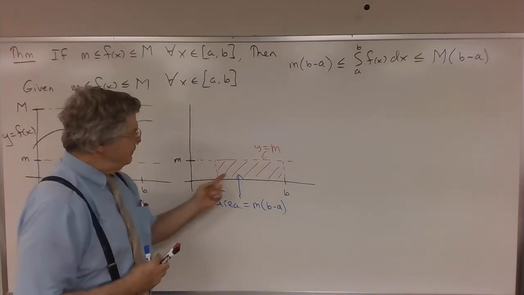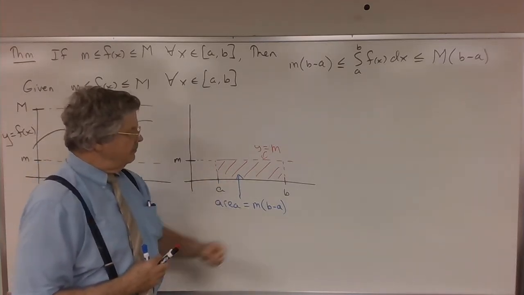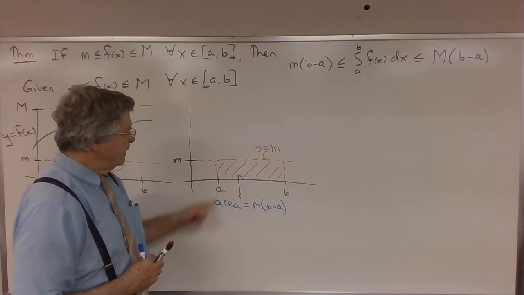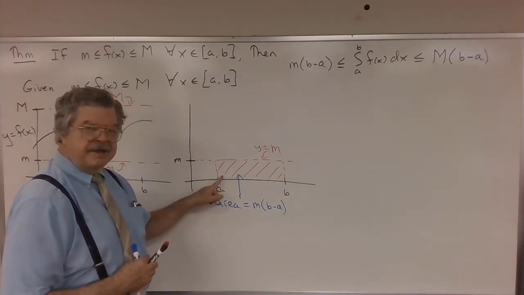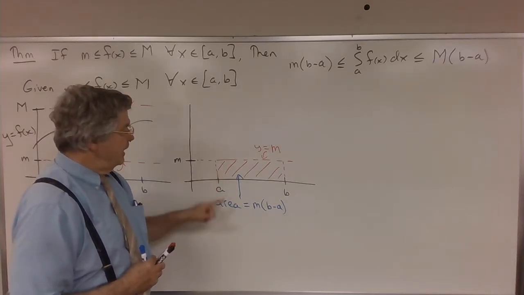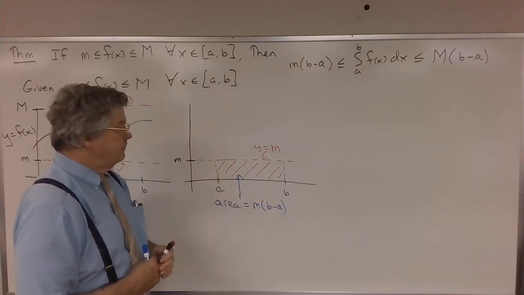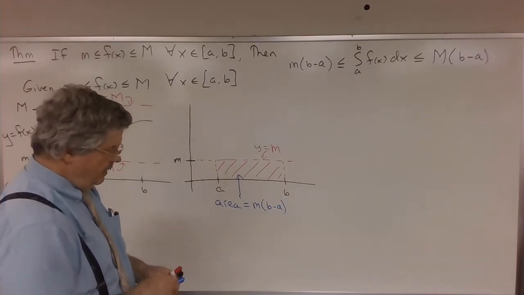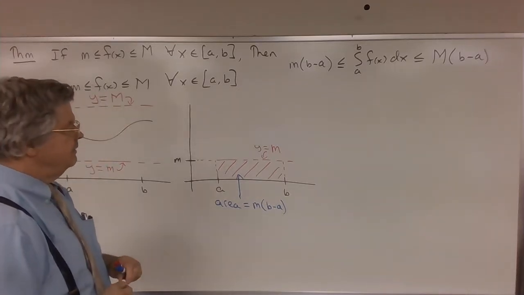Now, how do I know that this area is m times b minus a? Well, the area of this region is just a rectangle of height m and of length b minus a. Now, let's look at our definite integral.